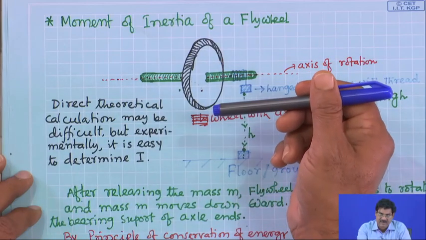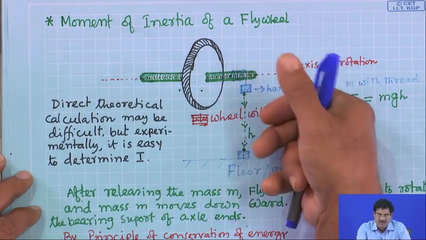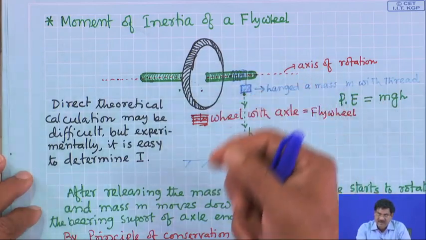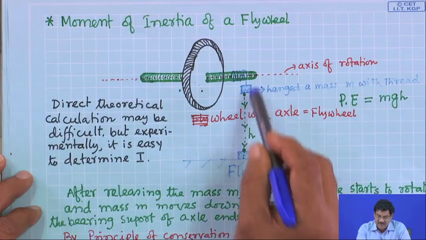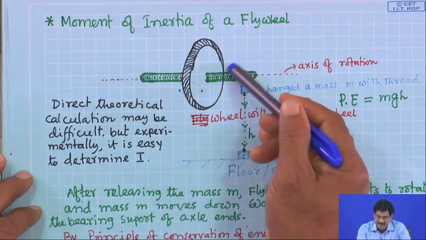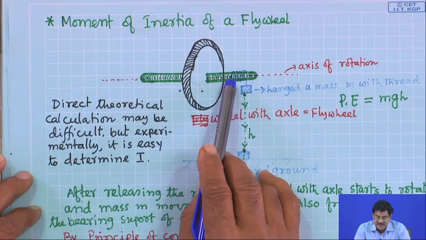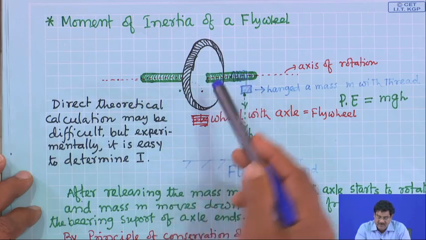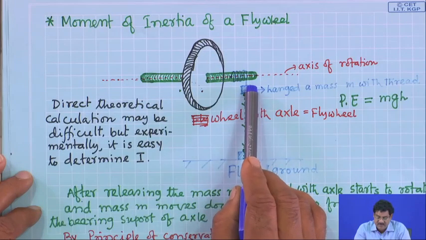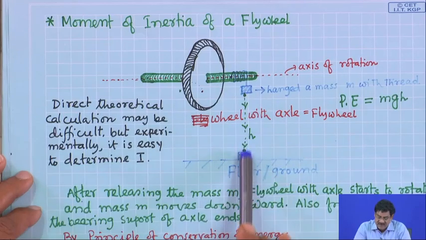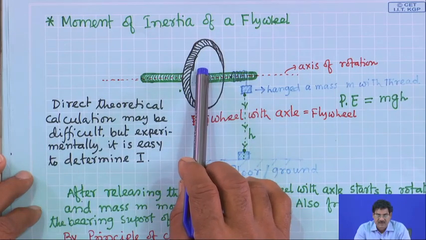Due to this, the center of mass is now off axis, and because of that it will start to rotate in this direction, and the thread will be unturned. The mass will come down, and the number of turns will decrease, and finally, before touching the floor, this arrangement is made in such a way that when it is all unturned, the thread will be detached from this wheel, okay. That means this mass will move this height h, and when it touches the floor, there is no connection with this mass.